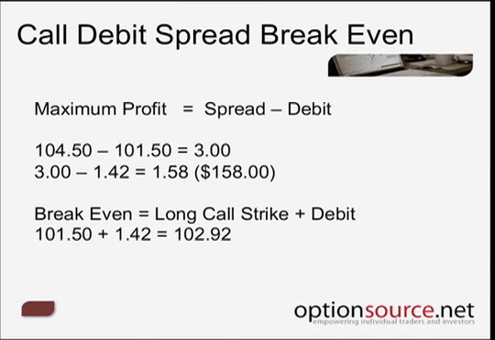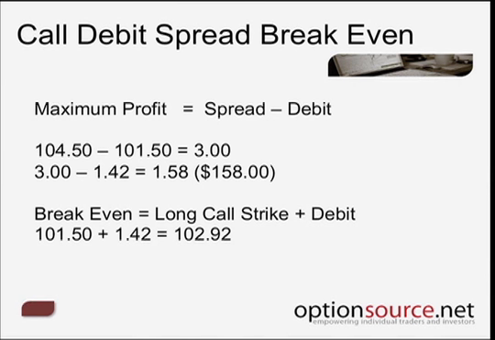So first of all, we need to determine what the spread differential is. Well, in this case, 104.5 was our short call, subtract 101.5, which is our long call, and we get, in fact, a spread differential of 3 points. We take 3 points minus our cost, which is $1.42, and we get a maximum profit potential of $1.58.